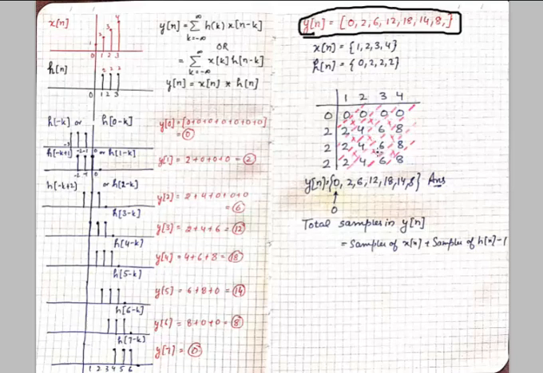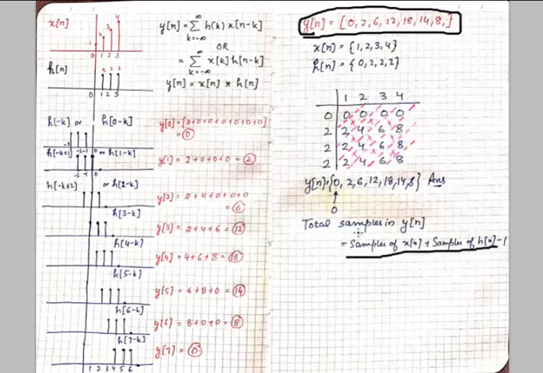We can do more questions on this method. If you wish, you can comment down below if you wish me to solve more questions like this. And the total number of samples in y of n is of course samples of x of n plus samples of h of n minus 1.